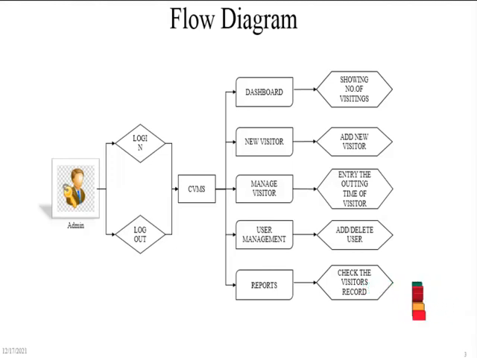The company visitor management system consists of dashboard, new visitor, manage visitor, user management, and reports. In dashboard, it will show the number of visitors who come today or the weekly count. In new visitor, the admin or user or sub-admin can add the new visitors. In manage visitor, the flow diagram of the project is consists of only admin module.